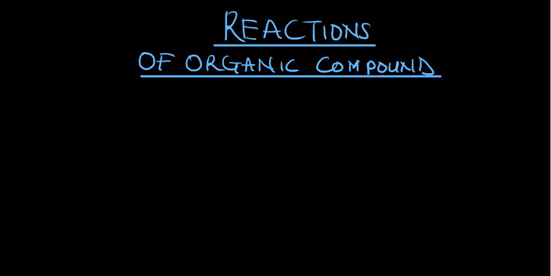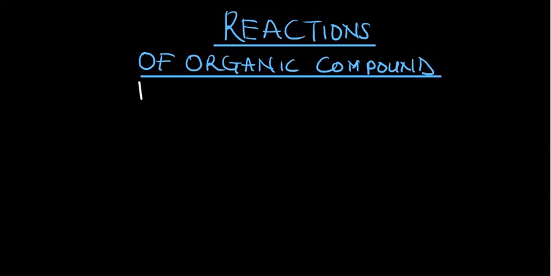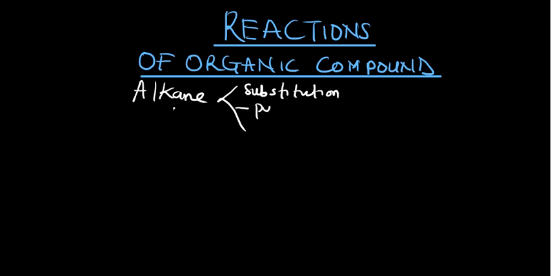Now let's go to the reactions of organic compounds. For alkanes, their main reaction is substitution. I told you earlier that they normally undergo substitution reaction as their main reaction. They also undergo pyrolysis. I mean their chemical properties. What's another name for pyrolysis? It's called cracking. So what is the meaning of cracking? Cracking is what they normally use in petroleum companies.